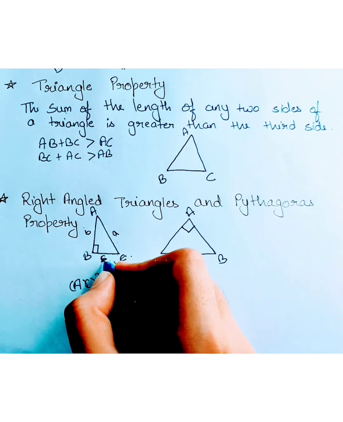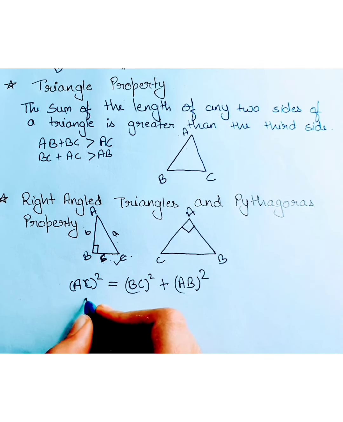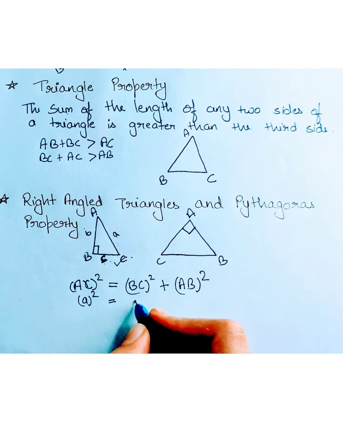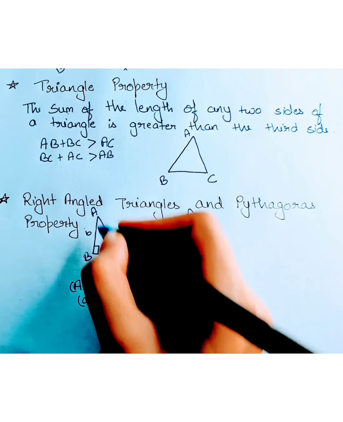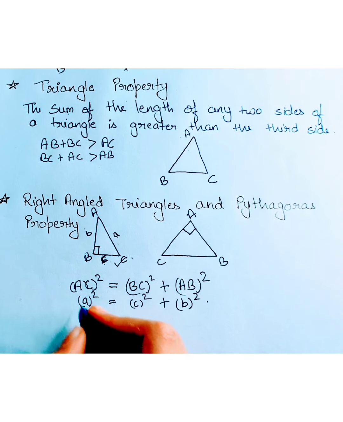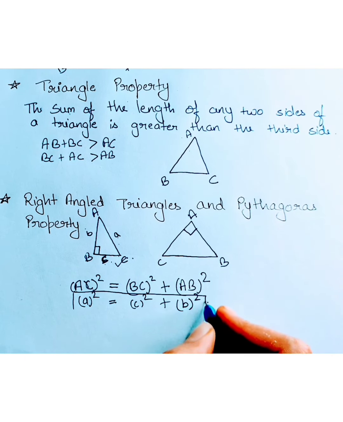Okay, let's take this base as C. So hypotenuse is A here. A square is equal to BC square, that is C square, plus height we have taken B square. So this is Pythagoras property.